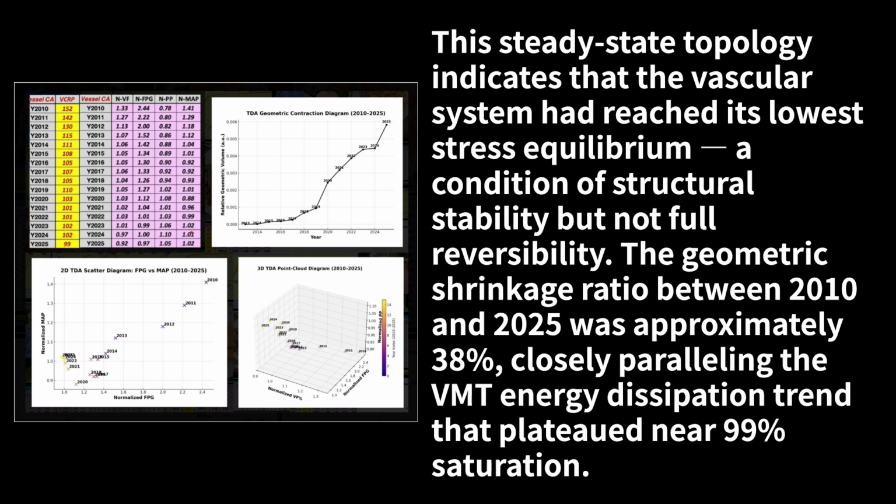This steady-state topology indicates that the vascular system had reached its lowest stress equilibrium, a condition of structural stability but not full reversibility. The geometric shrinkage ratio between 2010 and 2025 was approximately 38%, closely paralleling the VMT energy dissipation trend that plateaued near 99% saturation.